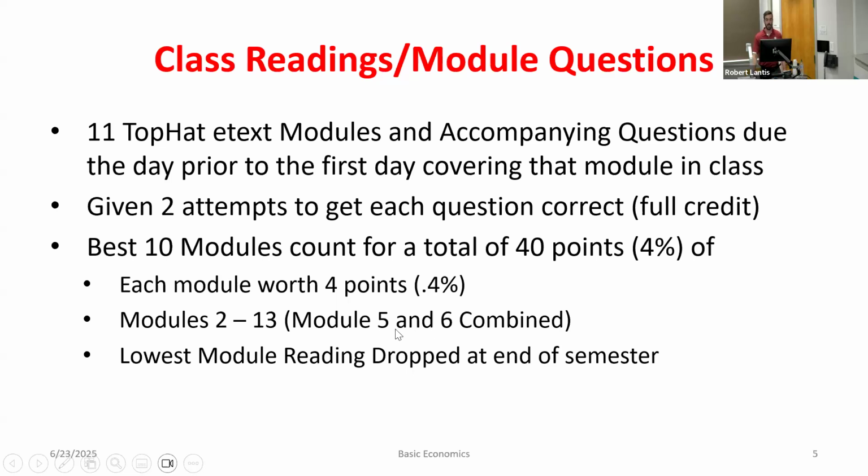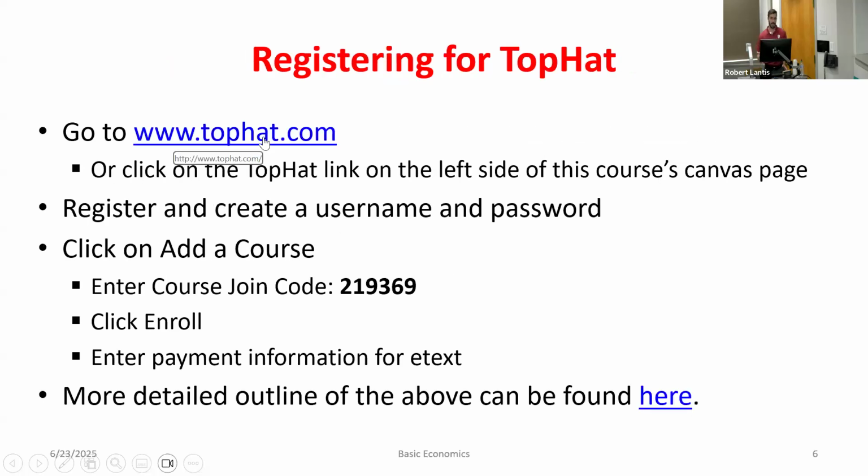And then similar to the quizzes, we're going to combine module 5 and 6. So once we get to this point, I'll only have you do a module reading for module 6. Not a huge percent of your overall grade. Once again, these should be pretty easy effort-based points. In fact, I'll show you in a second once you get to Top Hat, and I'll show you what the course looks like. There's the join code. Kind of get registered for that.